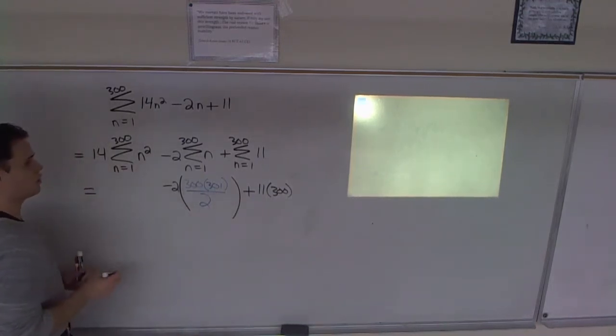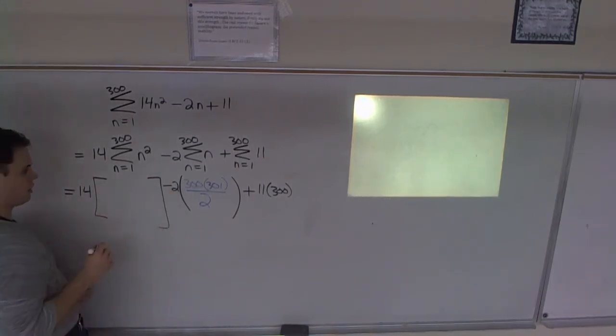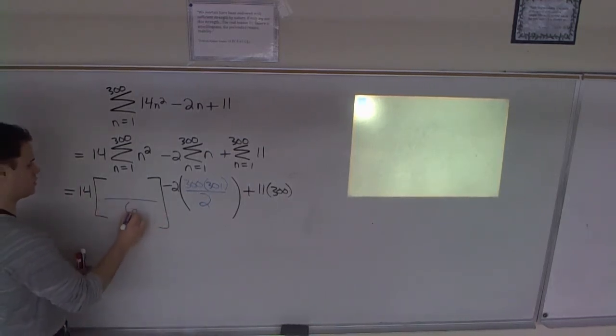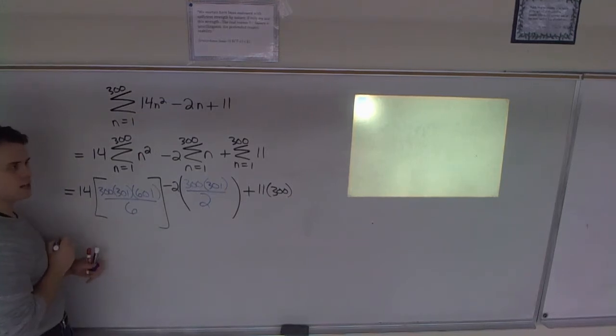So then the other shortcut we have to use is for the squared term. That's kind of the biggest one that you're responsible for remembering. So I'm going to back up a little bit and say 14 times that shortcut. So if you remember, for the squared shortcut, you have to divide by 6. You use the top index times the top index plus 1 times 2 times the top index plus 1, 2n plus 1. So that's going to be 600 plus 1. Okay, so there we go.